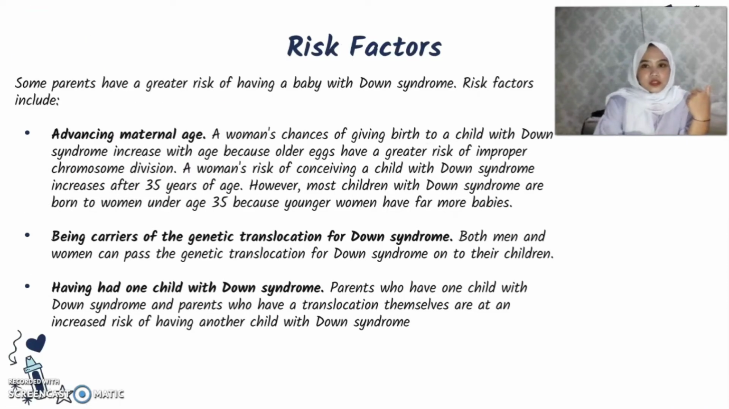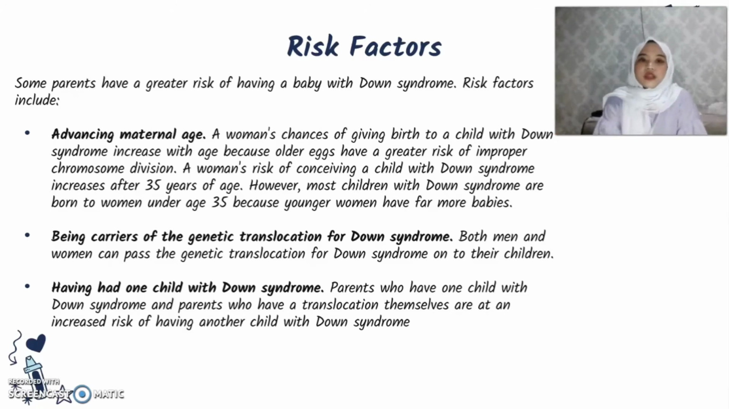For risk factors, some parents have a greater risk of having a baby with Down syndrome. Risk factors include advancing maternal age. A woman's chance of giving birth to a child with Down syndrome increases with age because older eggs have a greater risk of improper chromosome division. A woman's risk of conceiving a child with Down syndrome increases after 35 years of age.